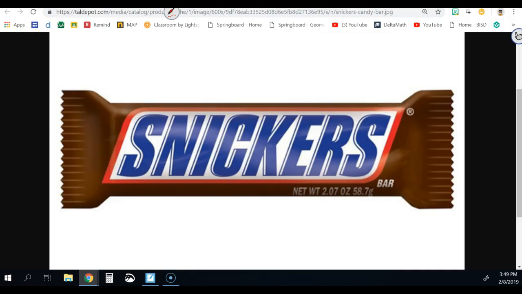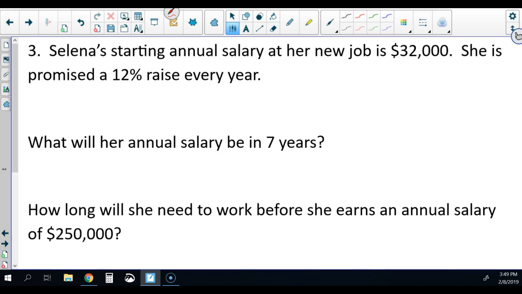All right, we're going to look at a couple examples of the exponential functions problems on your Snickers worksheet. Hopefully that'll get you the help that you need on your Snickers problem. All right, two examples. Let's first look at this one.